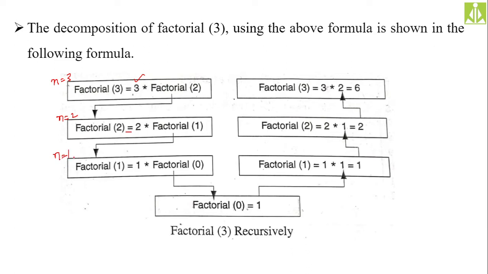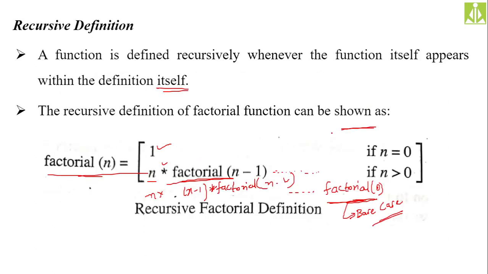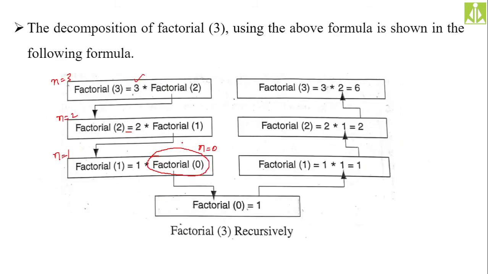The n value is 1 now. So factorial of 1 is again n into factorial of n minus 1. So n is 1, 1 multiplied with factorial of 1 minus 1, that is factorial of 0. This factorial of 0 is nothing but our base case, because in the recursive definition we said whenever the n value is 0, replace this by 1. So factorial of 0 is 1. Put that 1 in place of this.